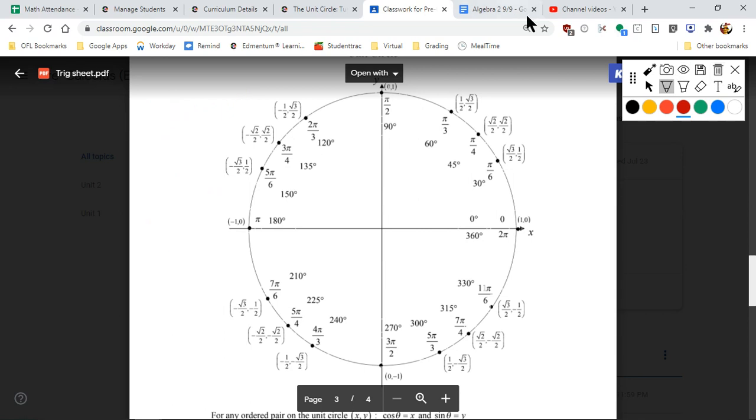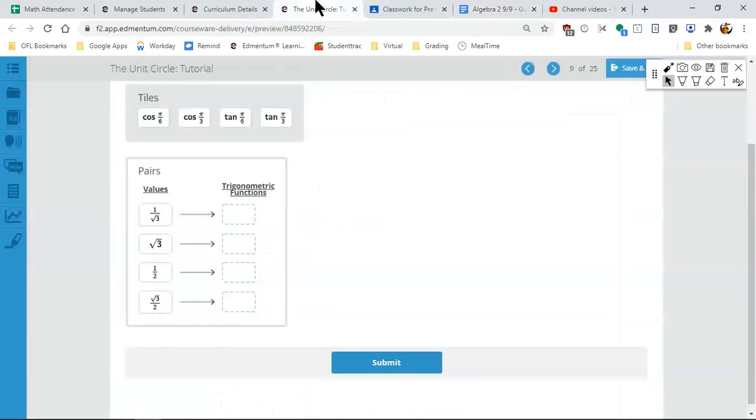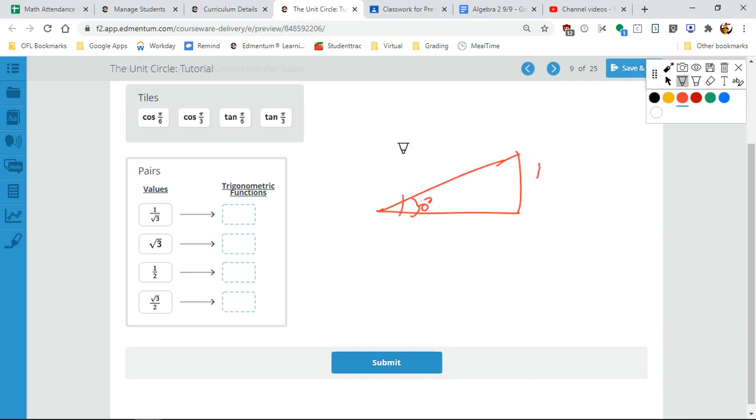You guys can use the unit circle on your test. I just like having it memorized because it just makes it faster. So if I'm talking about 30 degrees, the way I usually remember this is I remember my 30, 60, 90 triangle. And I remember that the short side is 1/2 and the long side is this.